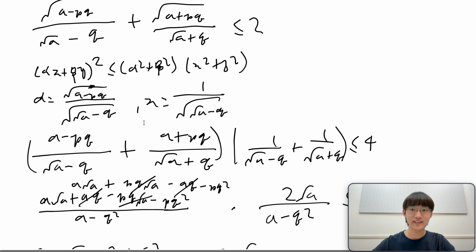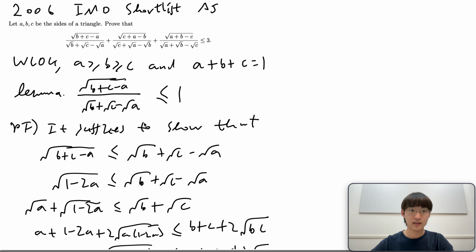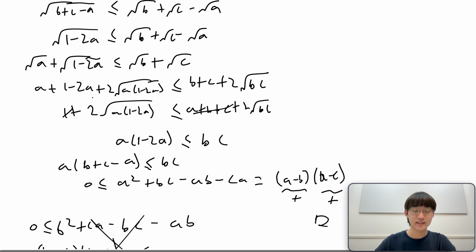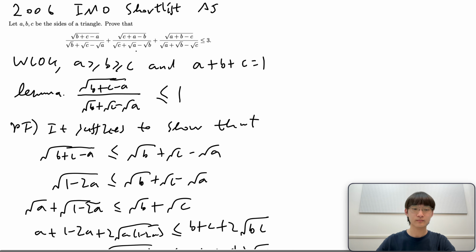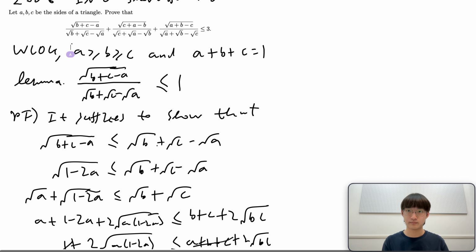I think this problem is really interesting because the first thing that came into my mind, and to most of us, is using normalization, because this is a very pretty inequality that is homogeneous. But that didn't turn out to work well for the second half because of this condition. We have to set a greater than or equal to b greater than or equal to c so that we can prove the first lemma. But that actually didn't help for the second lemma if you use the same method.